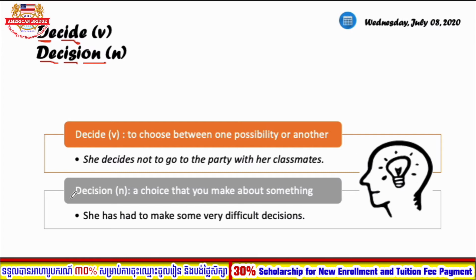How about the word decision? Decision functions as a noun. Decision refers to a choice that you make about something. When you decide to do something, and that thing or the outcome of your choice becomes the decision. So look at the example. She has had to make some very difficult decisions. Decision here is a noun.